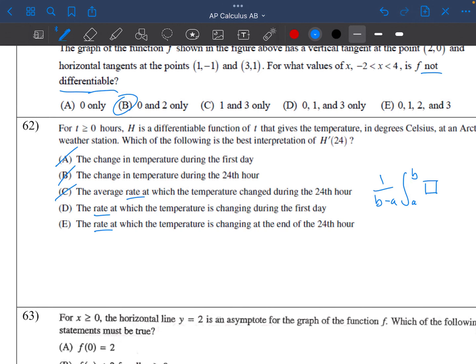So now it's between D and E. And the only difference between the two is one is saying the first day versus the 24th hour. We should have the same units that we were given up here, and that kind of eliminates this one. Although you can kind of make an argument. It's kind of true, but it's not the whole first day. That would be like, you need like 1 in here instead of a 24. This is definitely the 24th hour. I would select E.